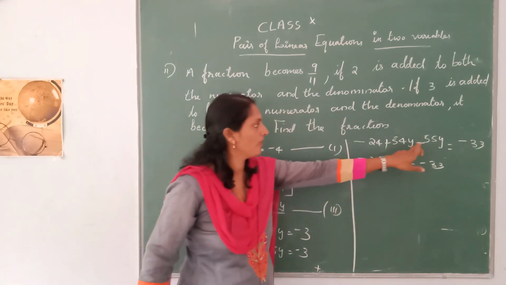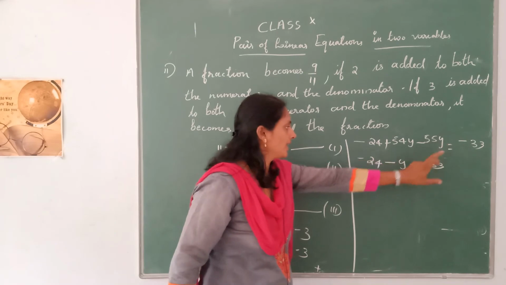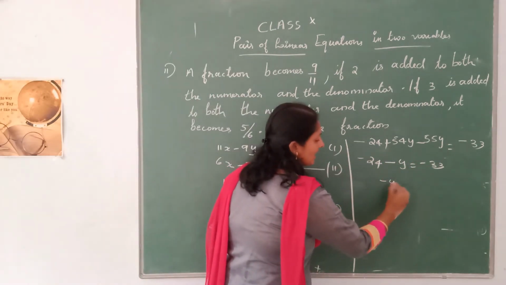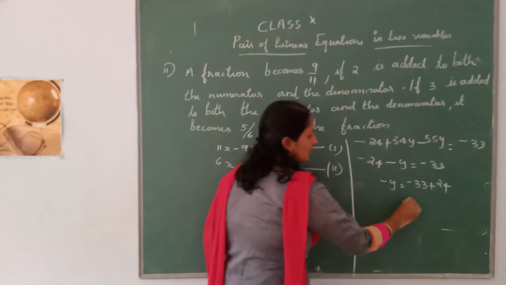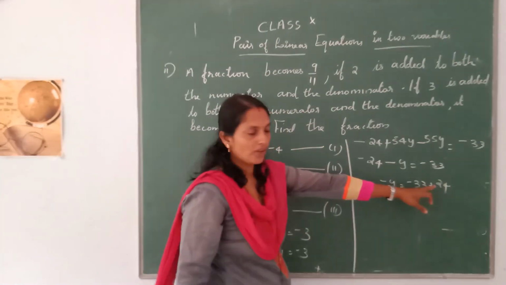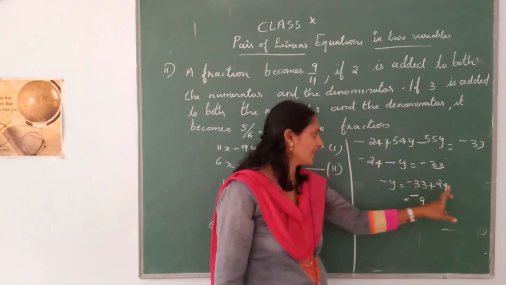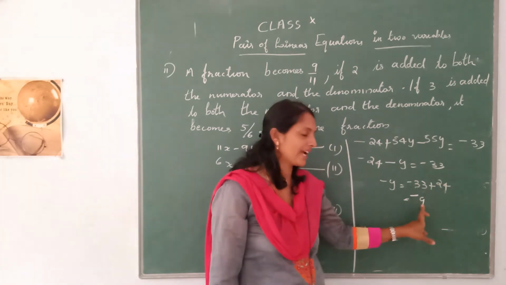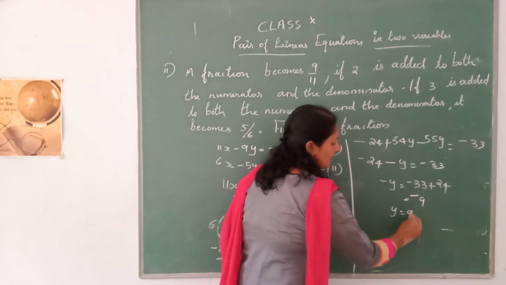Adding 54y minus 55y, that is minus y, that is equal to minus 33 plus 24. Negative 33 plus 24, find the difference of that number. The difference of 33 and 24 is 9, and the greater number has the negative sign, so minus y is equal to minus 9, then y is equal to 9.